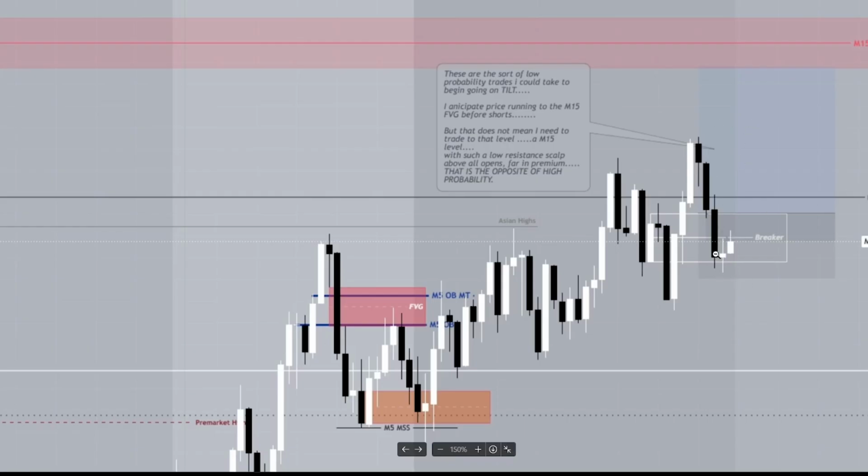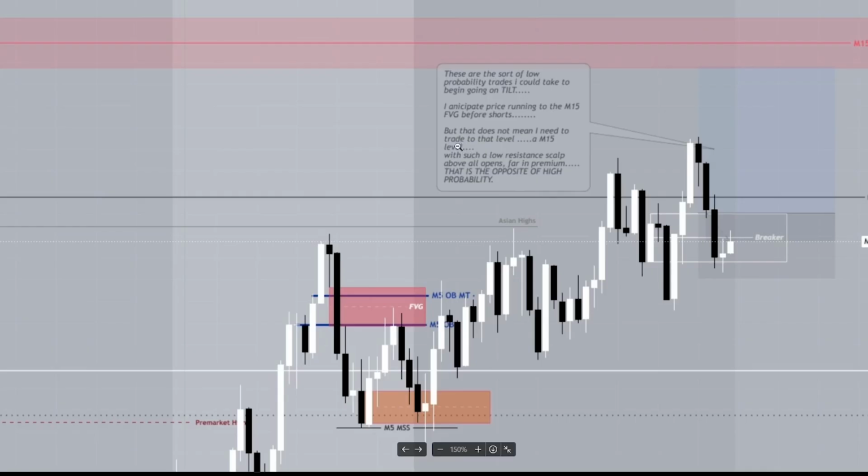That's why I was making a mental note of how I felt here, and I was saying that these are the sort of low probability trades that I could take to begin going on tilt. So I anticipate price running to the 15-minute fair value gap before shorts. That's a possibility. But that does not mean I need to trade that level. I could wait for it and then take a higher probability trade in line with my model and in line with the higher narrative to go lower.